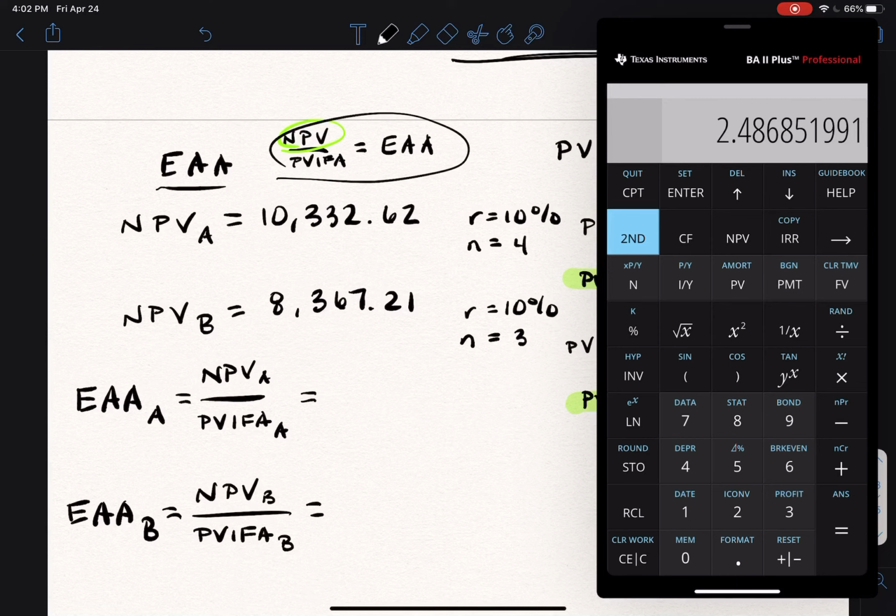So far, so good. So we're just basically, at this point, just plugging and chugging, right? So let's just go ahead and plug in those numbers.